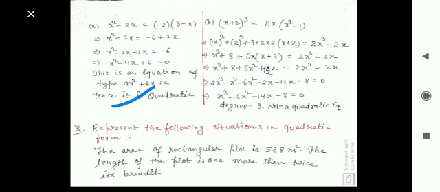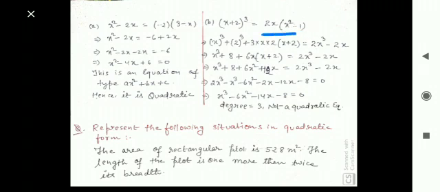Now see, again we have taken one more question, (x plus 2) whole cube equals 2x multiplied by (x square minus 1). So we need one formula, that is (a plus b) whole cube, so it is a cube plus b cube plus 3ab multiplied by (a plus b). So a is x and b is 2 here. So a cube plus b cube plus 3ab, then (a plus b). And here I have just opened the bracket.